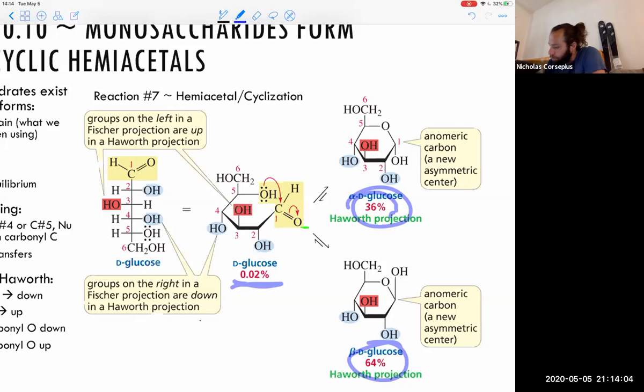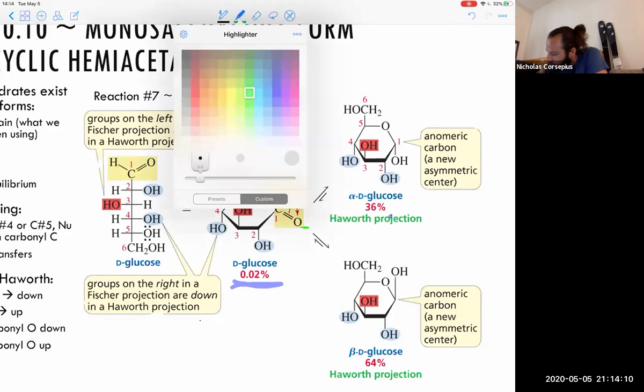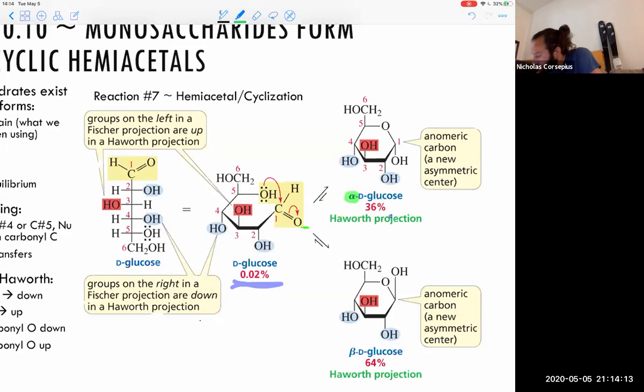Now I said you had 2 different possible products. Let's take a look at what the difference is here. The alpha form has to do with the OH group on what's called the anomeric carbon being pointed down. The beta form is because the OH group on the anomeric carbon is pointed up. Everybody take a second, look at your Fischer projection, and see if you can identify what that anomeric carbon is. What am I talking about?